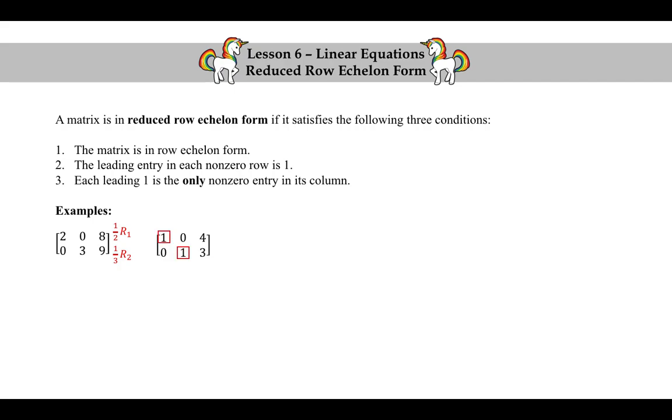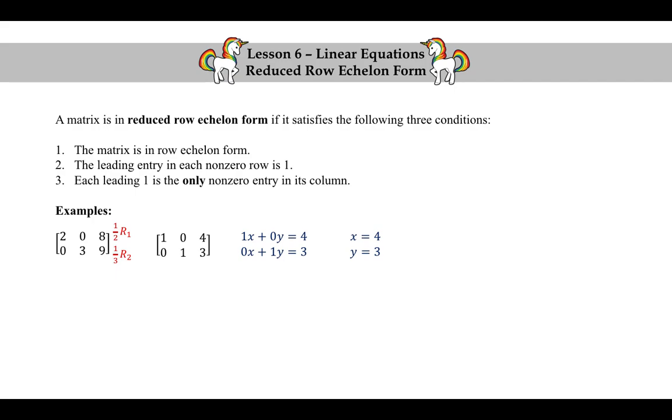We see that the leading entries are all 1, and above and below those leading entries are only zeros. Let's write out the corresponding system of equations. The first row gives us 1x plus 0y equals 4, and the second row gives us 0x plus 1y equals 3. This is equivalent to x equals 4, y equals 3.